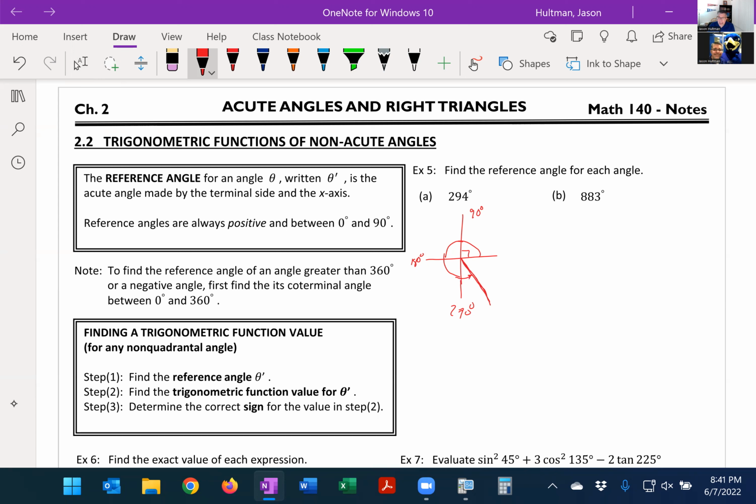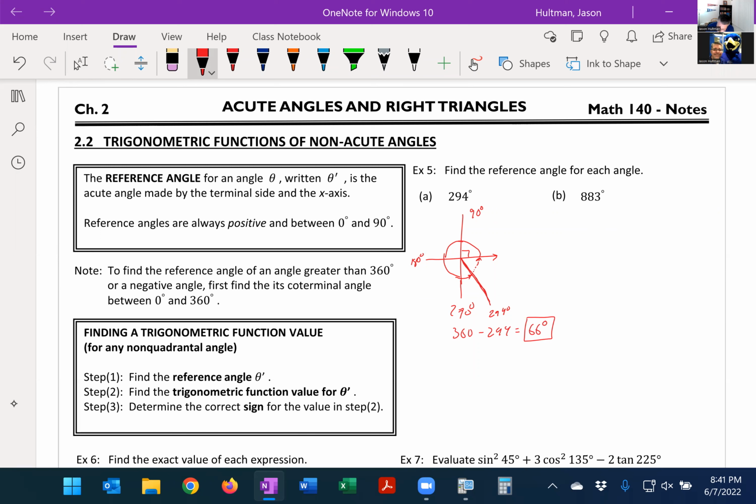270. And so we want the angle that is made with this axis here, with the x-axis, not the y-axis, the x-axis. So at 294, how far away am I from the x-axis? Well, the x-axis is 360 degrees. If I keep going here, I would be at 360. So I want to know the difference between 360 and 294. So 360 minus 294, and that comes out to 66 degrees. Okay, that is my reference angle.